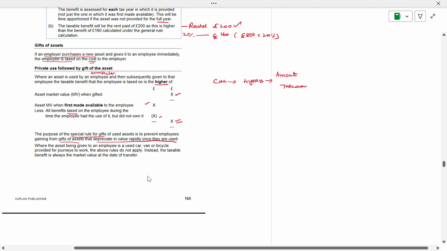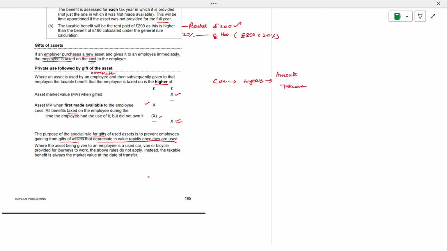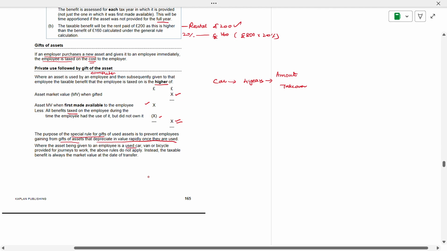If they have given the asset as a gift, you have to take into consideration the precise, accurate value. Where the asset given to the employee is a used car, van or bicycle for journeys, the above rules do not apply. Instead, the taxable benefit is always the market value at the date of transfer.